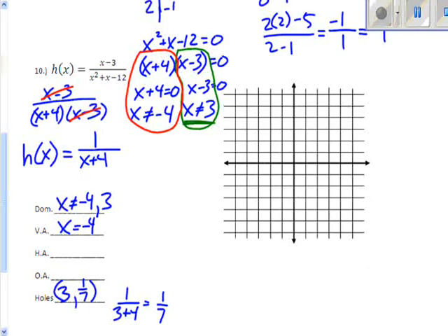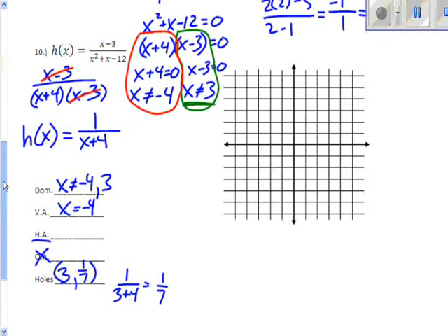And now horizontal or oblique, I compare the degrees. The degree up here, the highest exponent, is 1. The degree down here is 2. Since the degree of the denominator is bigger, it means it's automatically horizontal, so no oblique. And this time when the degree of the denominator is bigger, it's automatically y equals 0. So again, degree is the same, we divide the leading coefficients. Denominator is bigger, y equals 0.